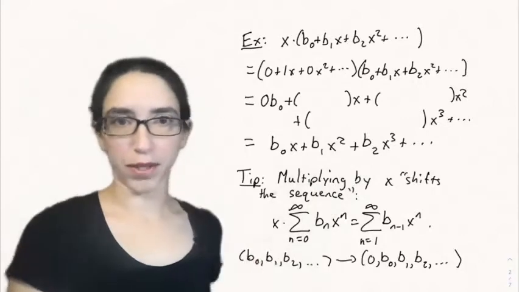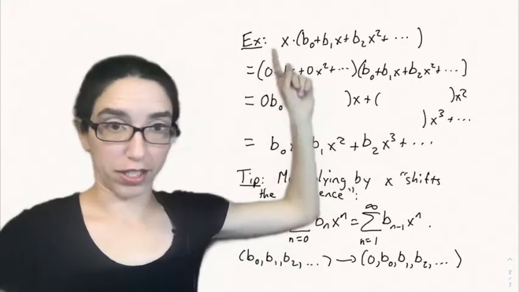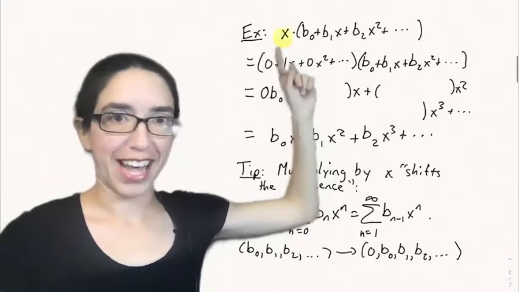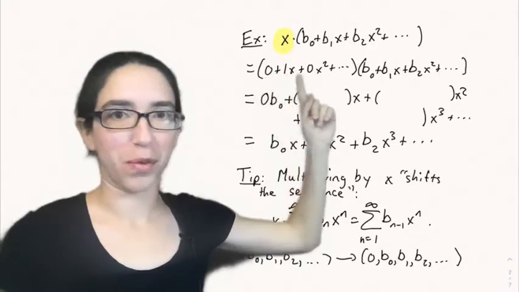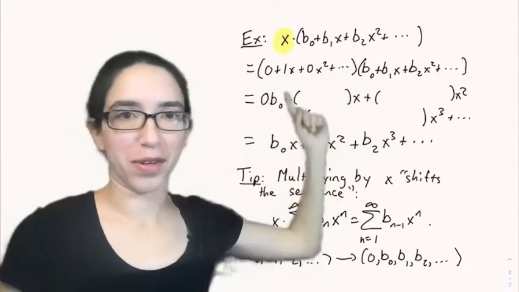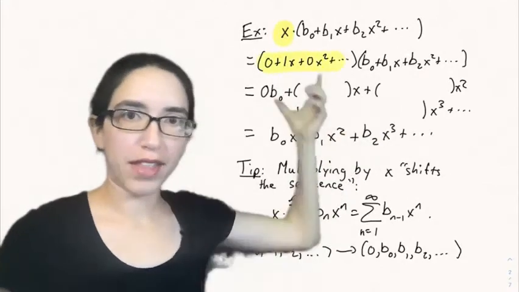Let's look at an example of multiplication now. As a very simple example, say the first generating function that we're multiplying by is just x. So x, remember, is the generating function of the sequence 0, 1, 0, 0, 0, 0, 0, where it's 0 plus 1x plus 0x squared, etc. And so we can think of x that way.